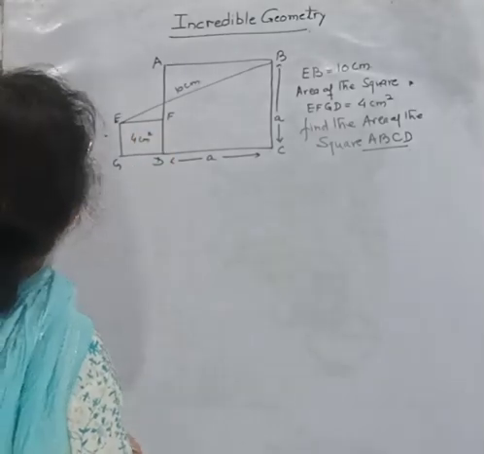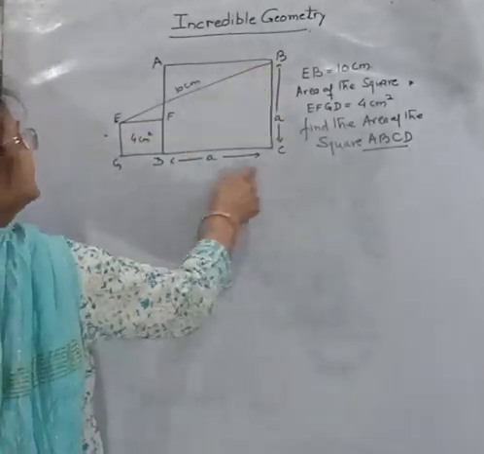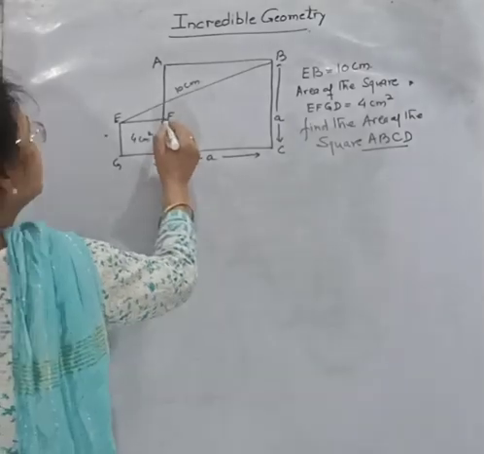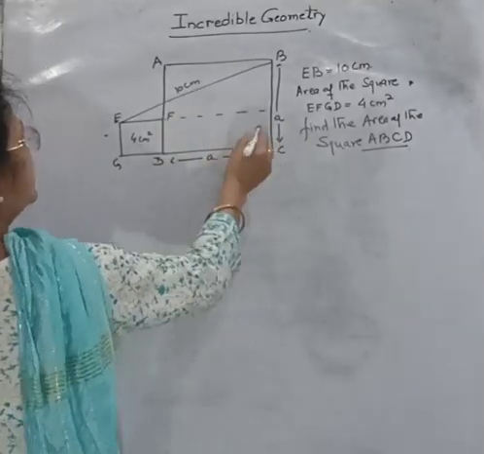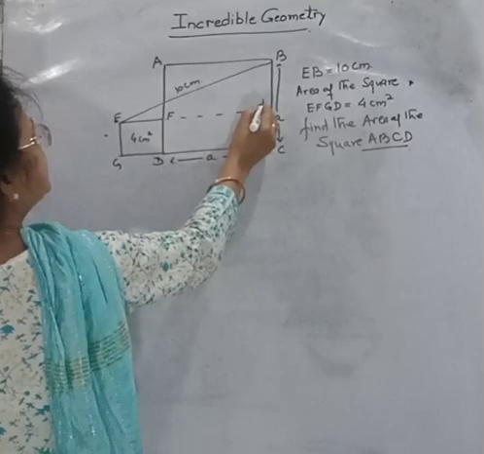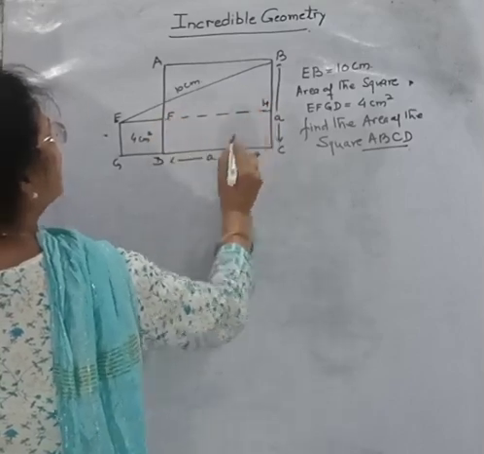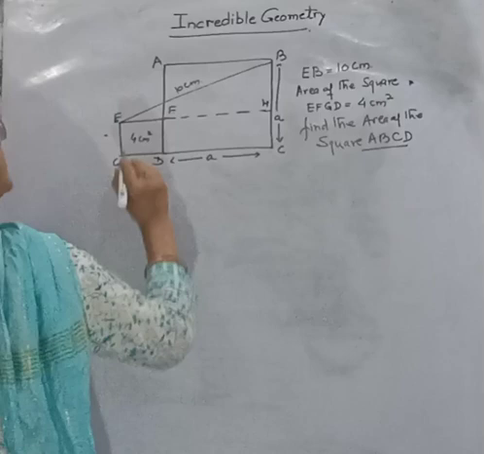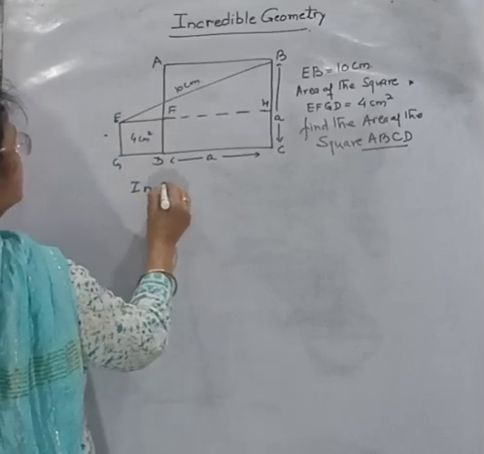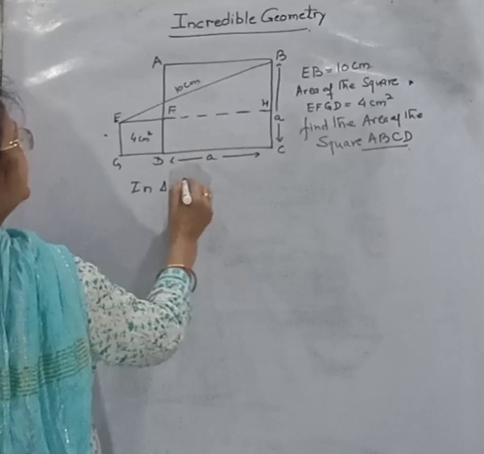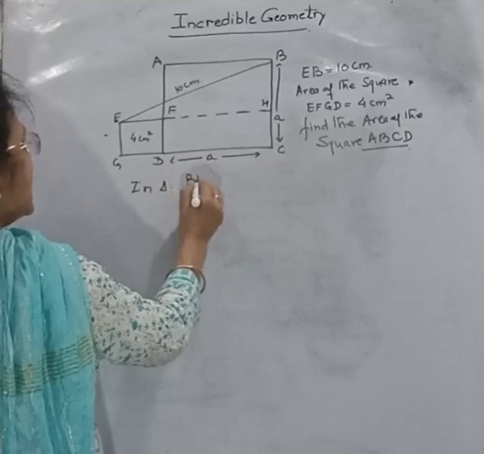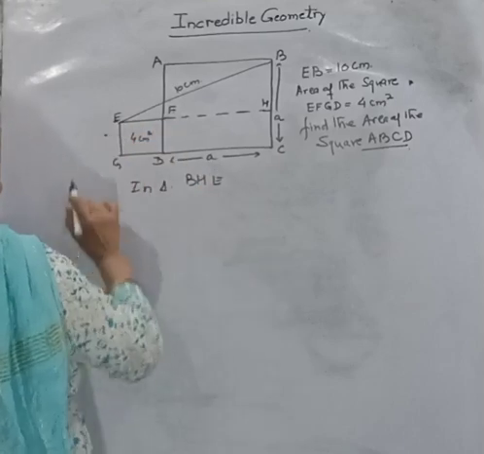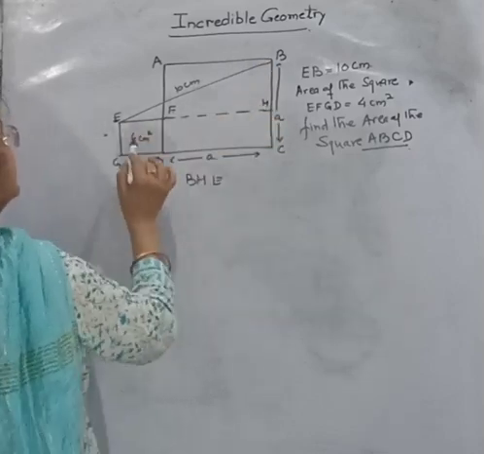What can we do? Let us suppose A is the side of the bigger square. Now, if we join this, let us suppose this point is H. We have dropped the perpendicular from point F onto BC. Now in triangle, we have to consider triangle BHE.